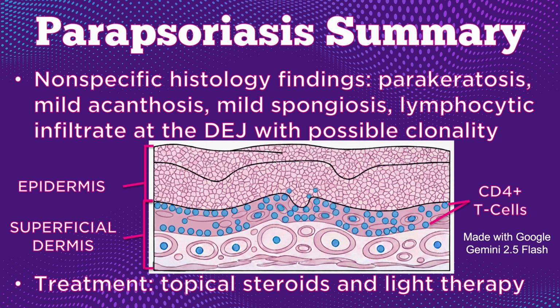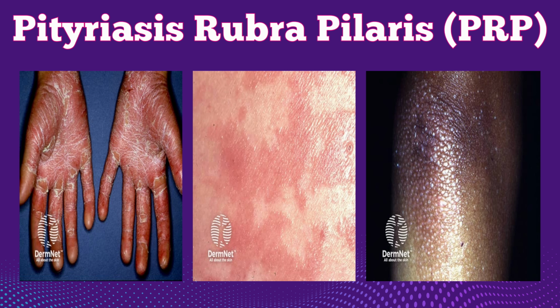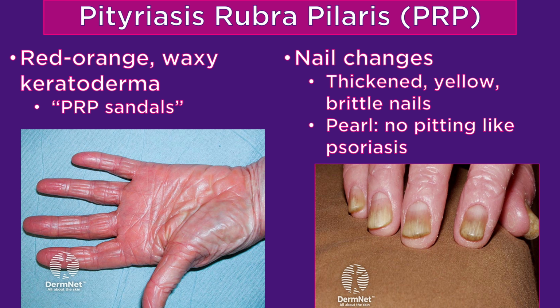Then we have Pityriasis Rubra Pilaris. It classically presents with erythema and scale on the scalp and later progresses to several other classic features, including follicular keratotic papules that coalesce into large, red-orange, scaly plaques with islands of sparing, a red-orange waxy keratoderma, and nail changes including thickened, yellow, brittle nails without pitting.